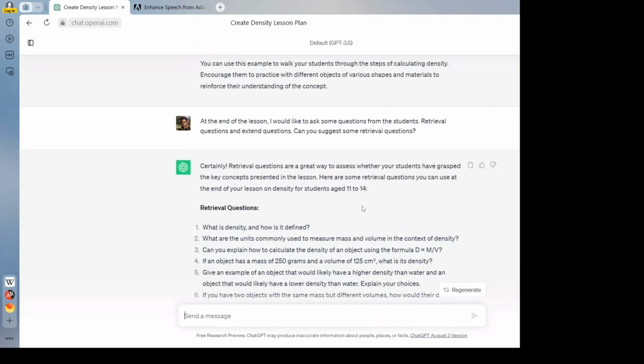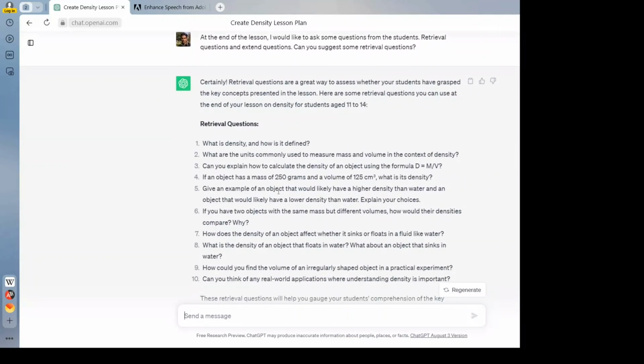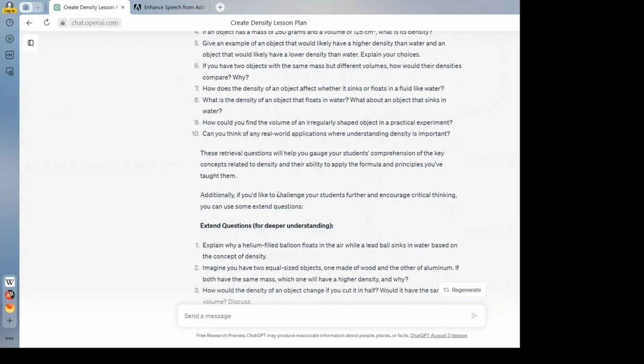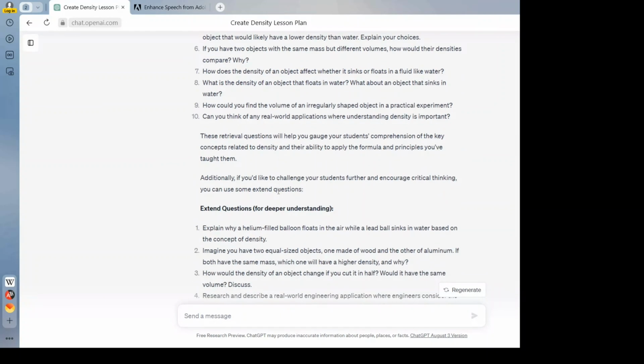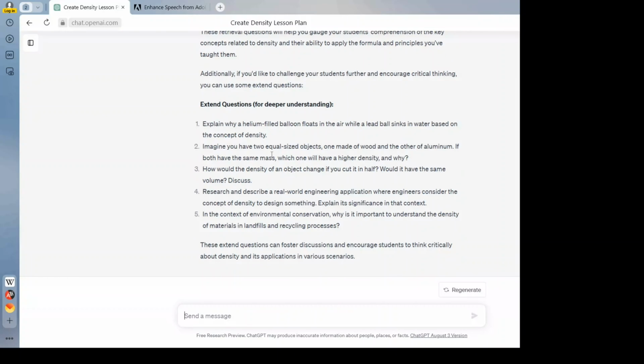So, retrieval questions are simple questions like this. We can select any of them. What is density? What's the definition? How to calculate the density? And so on. And I didn't ask for extend questions, but ChatGPT suggested some extend questions. Let us see whether there are any interesting questions here.